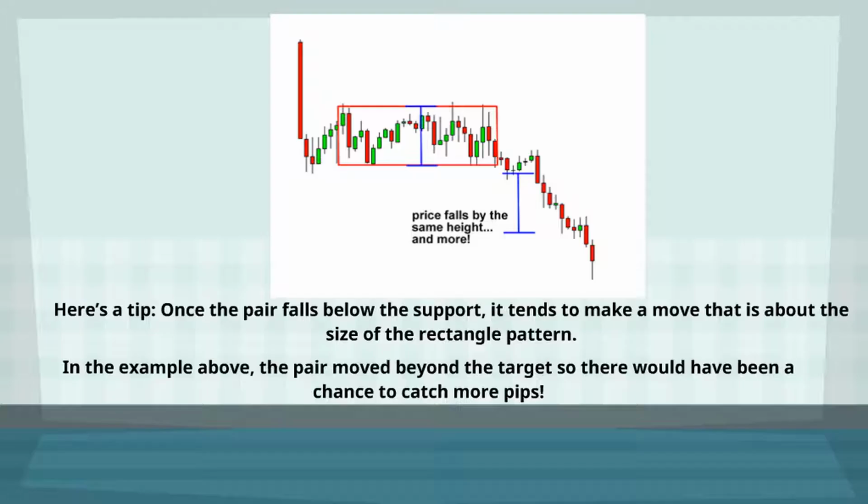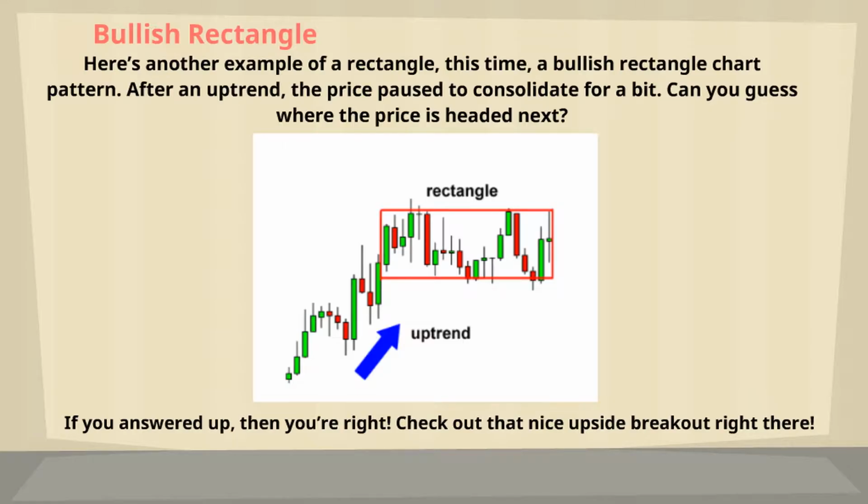Here's a tip: once the pair falls below the support, it tends to make a move that is about the size of the rectangle pattern. In the example above, the pair moved beyond the target, so there would have been a chance to catch more pips. Bullish rectangle. Here's another example of a rectangle, this time, a bullish rectangle chart pattern.